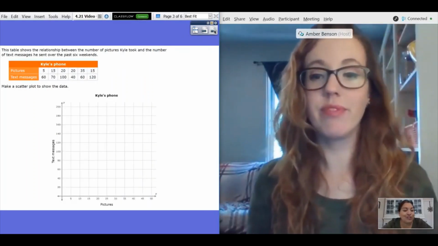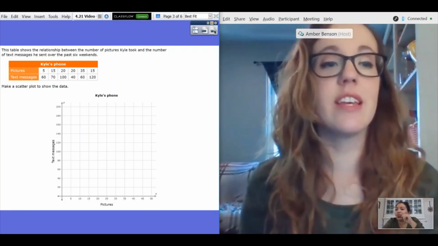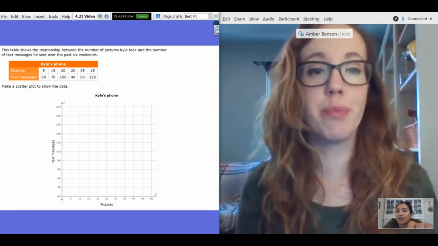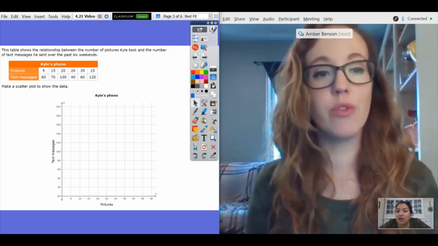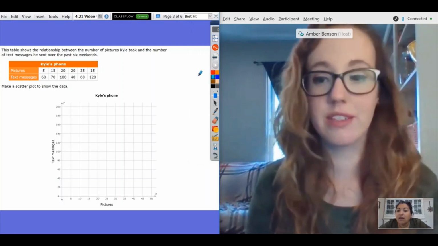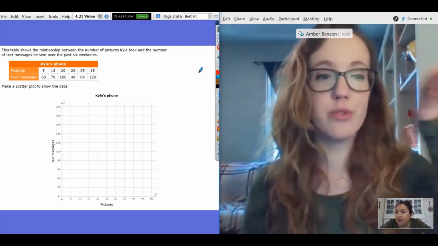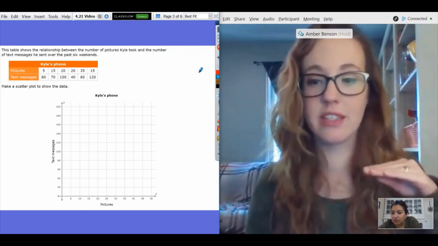How about you do this one for us? Okay. So this one says, this table shows the relationship between the number of pictures Kyle took and the number of text messages he sent over the past 6 weekends. So we have another one of these little tables. The first row is the number of pictures he took, so we're going to put that on the x-axis.